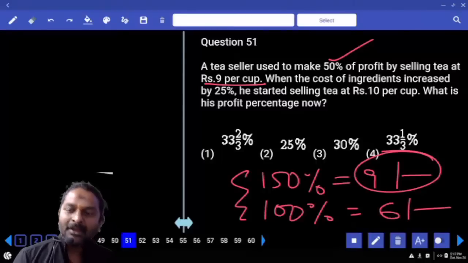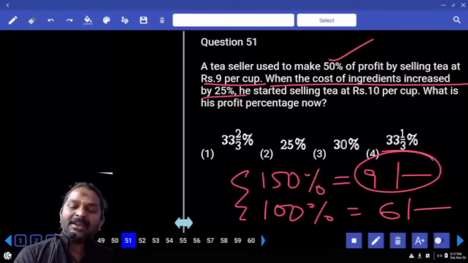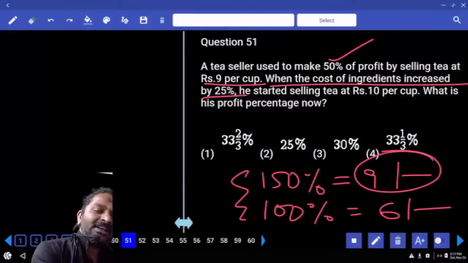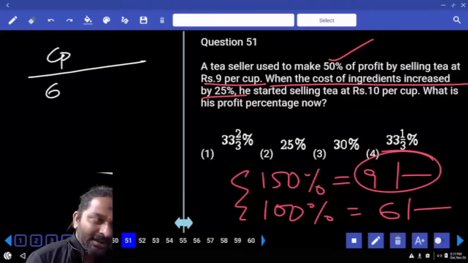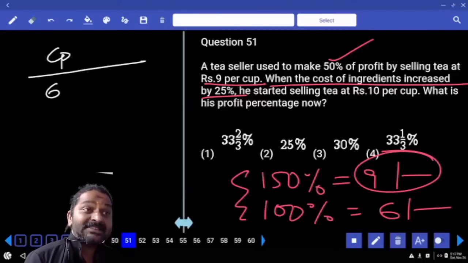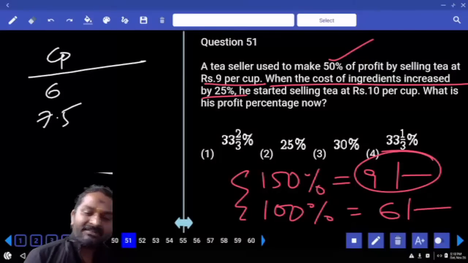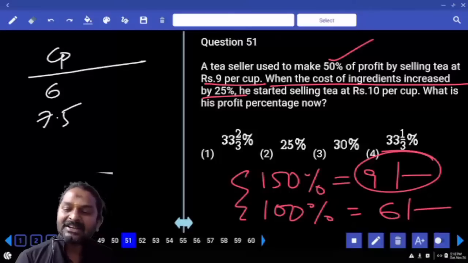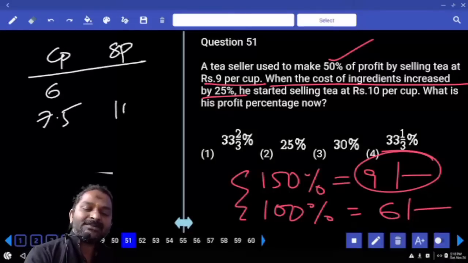Clear? Continue. When the cost of the ingredients increased by 25%, earlier cost price was 6 rupees. That's what we got. And its price increased by 25%. That means we have to increase the value by 1.25. Then value becomes 7.5. He started selling tea at 10 rupees per cup. Now the selling price becomes 10.